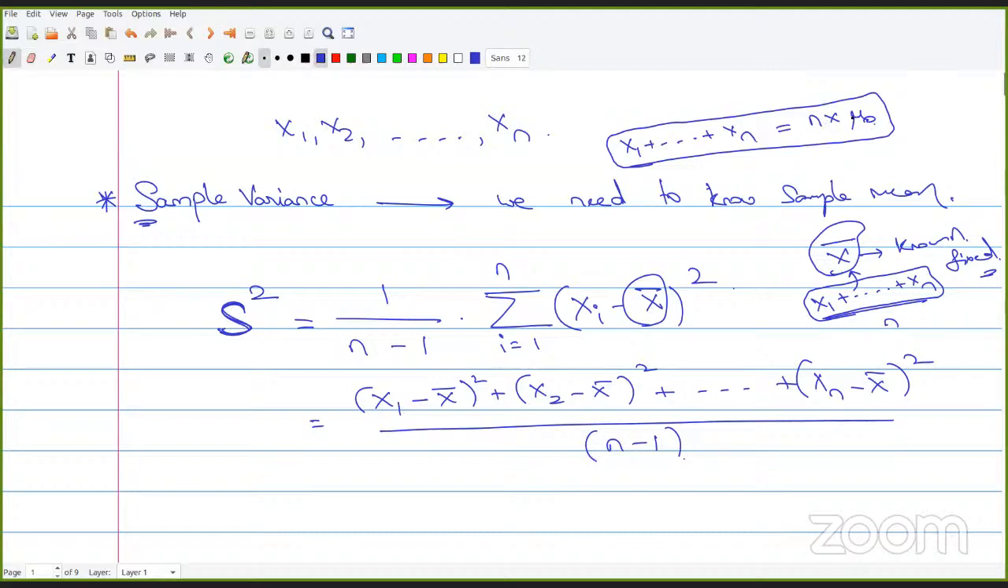So the sample mean is a fixed value. And how many random variables can vary without depending on any other things? N minus 1. But why n minus 1 basically, compared to the single one?